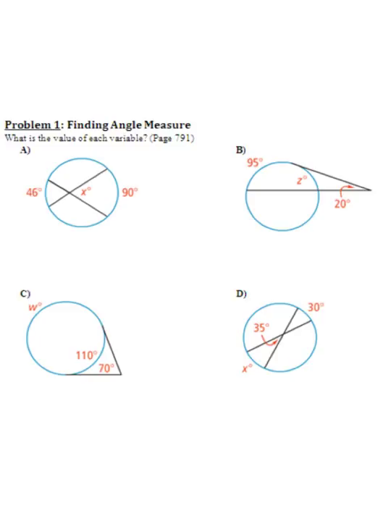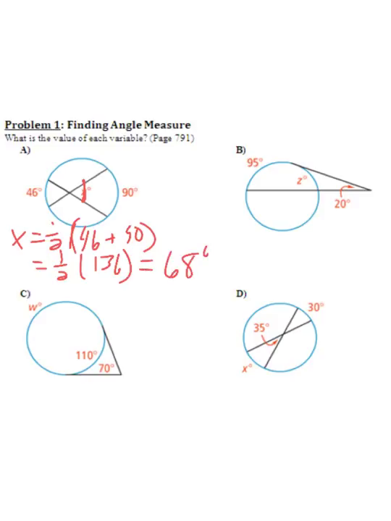Okay, so our first example, they want us to find the value of each variable. We're looking for angle x. Now x is inside of the circle, so that was the first theorem that we talked about. So to find x, we take 1/2 of the sum of the two intercepted arcs. So I add 46 and 90 together, and then I'm going to divide it by 2. Well, 46 plus 90 is 136, and then half of that is going to be 68. So x is a 68-degree angle.